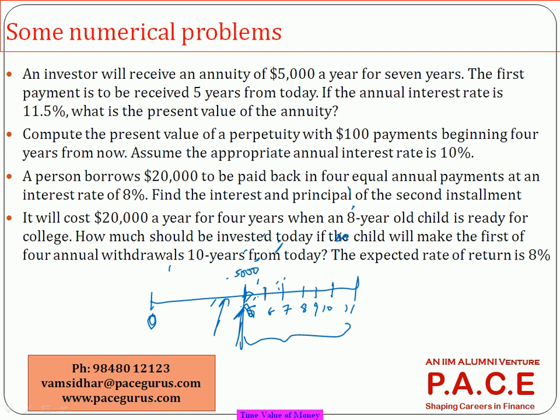But the question is not about those intermediate days. The question is all about finding the value as of today. This is the today for the question. Just for our comfort, we have shifted ourselves to those days. So now this value, whatever we got, will become our future value. Now I am shifting from there to 0. So that value which is after 5 years will be the future value. Time period is 5 years. Interest rate is 11.5%. I can find out the PV.